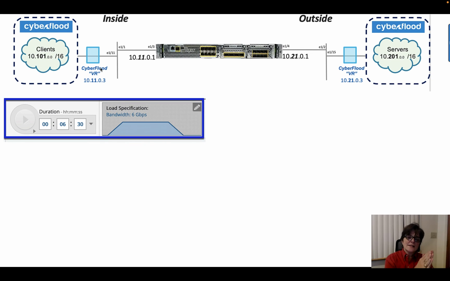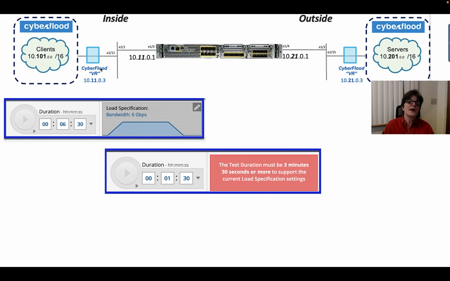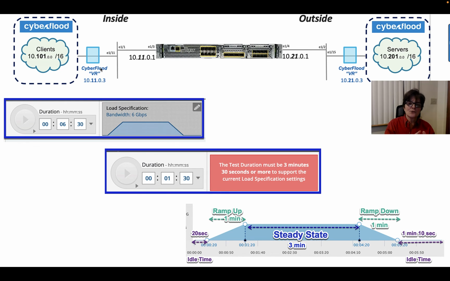So we had 6 minutes and 30 seconds, and the load specification was 6 gig. So again, it's not just 6 gig. It's the whole breakdown. Because what happens is that I'm actually really doing this. I have 20 seconds of idle. I have a minute of ramp up. I have 3 minutes of steady state, a minute of ramp down, and then a minute and 10 seconds of idle again.